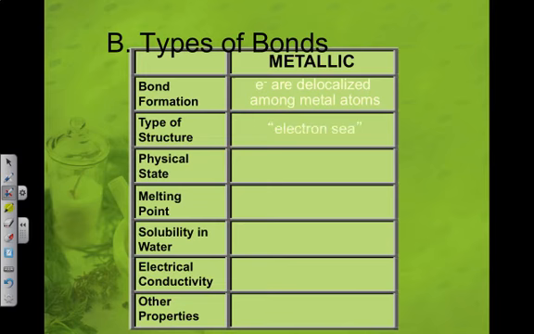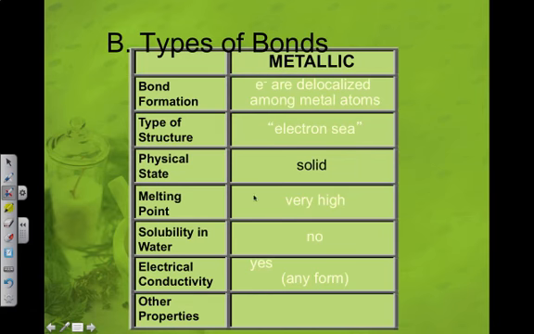We say it's an electron sea because the electrons are moving around. They are not in fixed spots. They're able to move amongst all the atoms. They're usually a solid. They have a very high melting point. They're not soluble in water. They do conduct electricity in any form, and that's because of that electron sea. All of the properties that metallic bonds have are due to that electron sea.